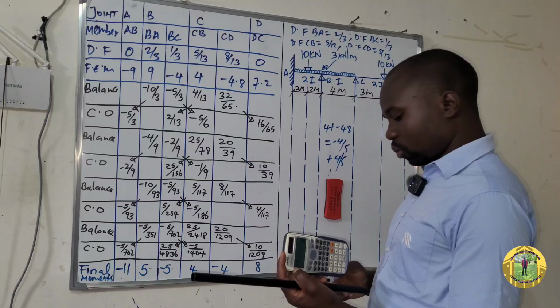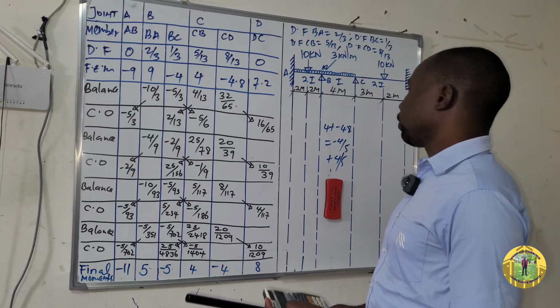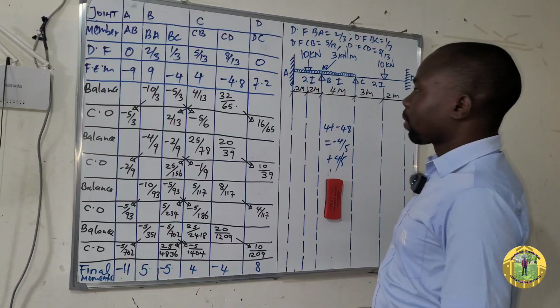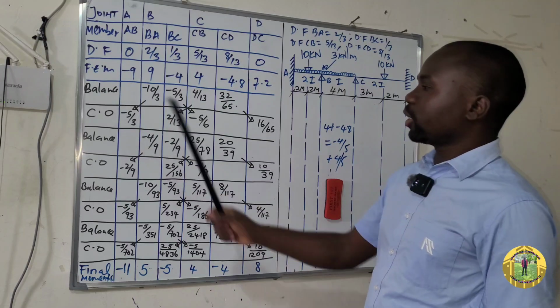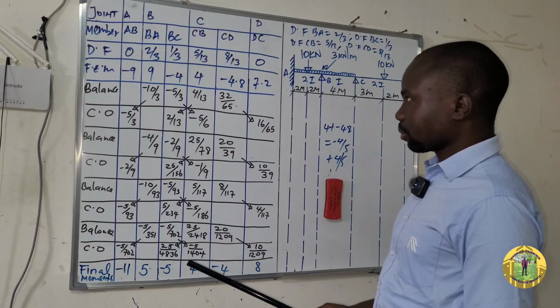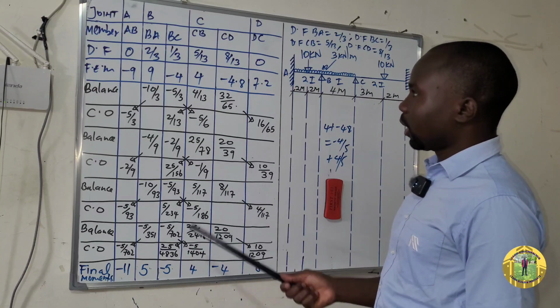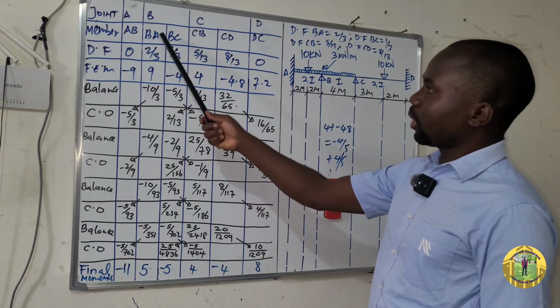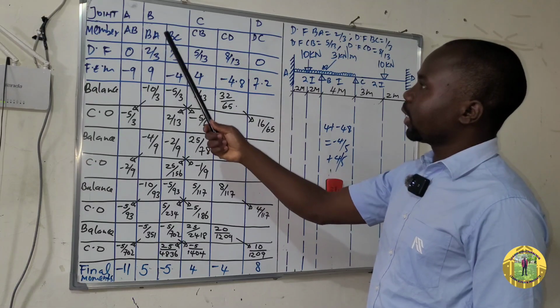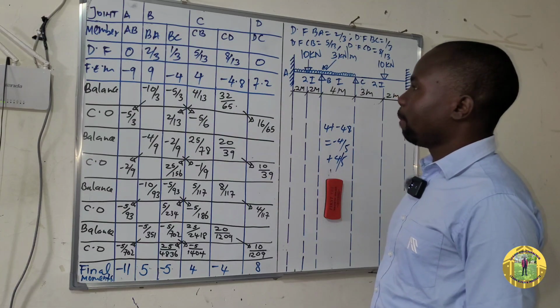Yes, we'll get 32/65. And what follows next after balancing? What follows next is carry over. Carry over, you'll take a half of the value of the member you have balanced to the next opposite member.